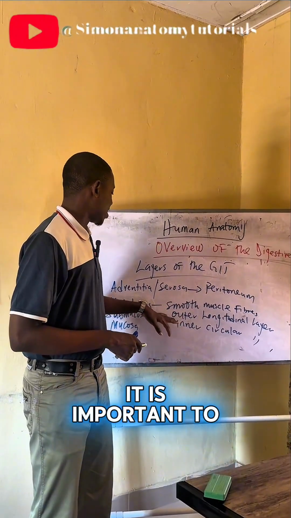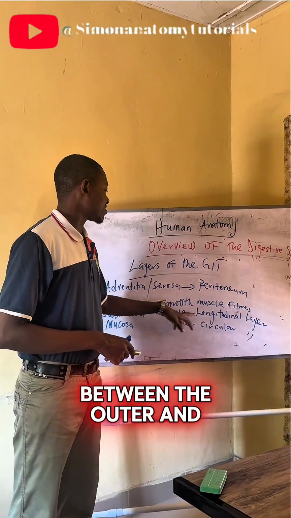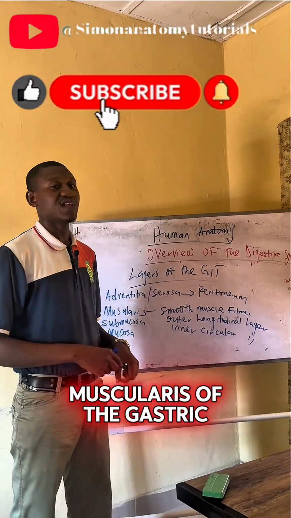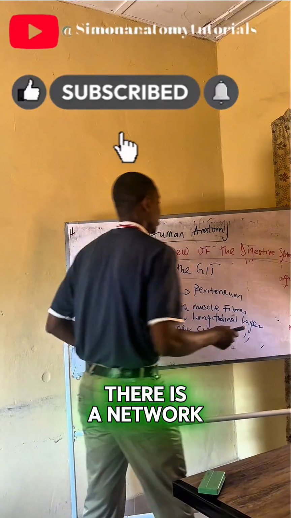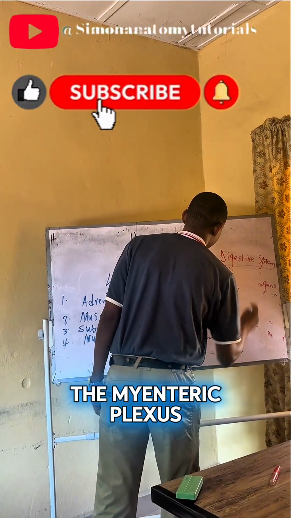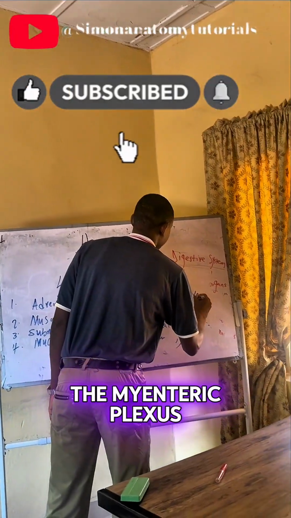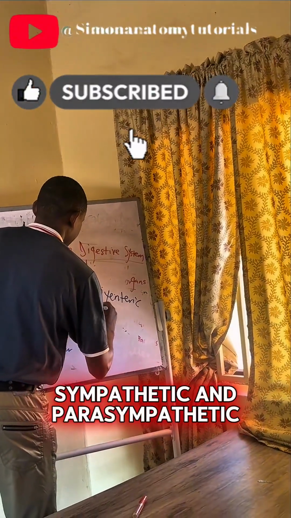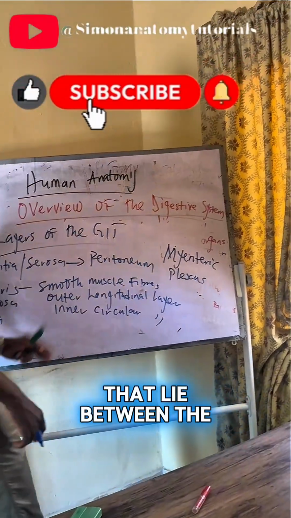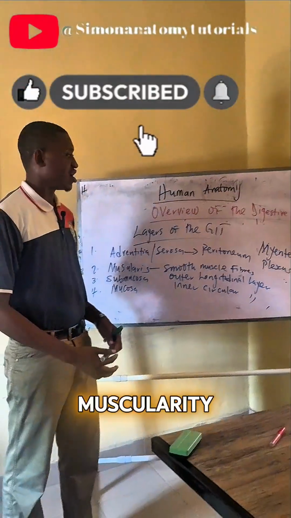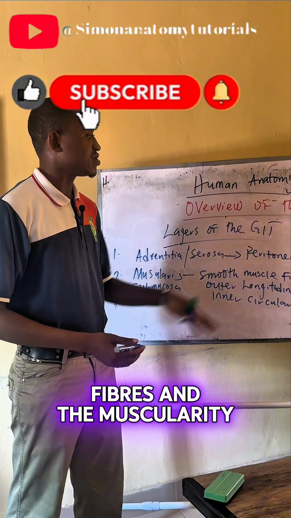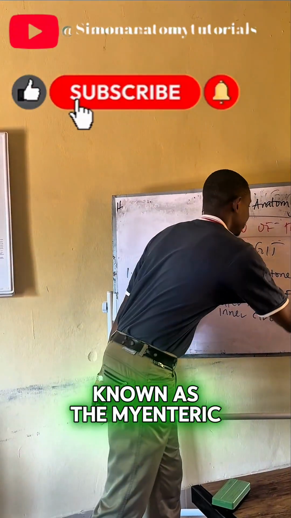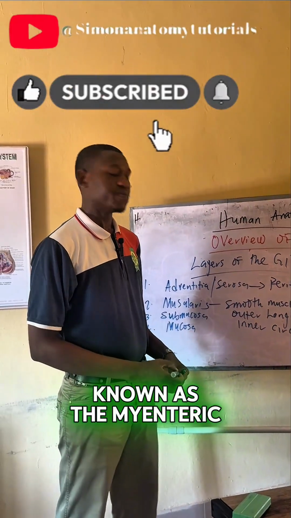Now, it is important to also note that in between the outer longitudinal layer and inner circular layer of muscularis of the gastrointestinal tract, there is a network of nerves known as the myenteric plexus. The myenteric plexus is a network of sympathetic and parasympathetic nerves that lie between the muscle fibers of the muscularis.